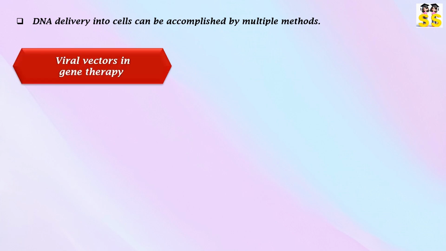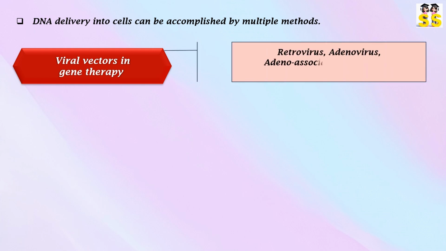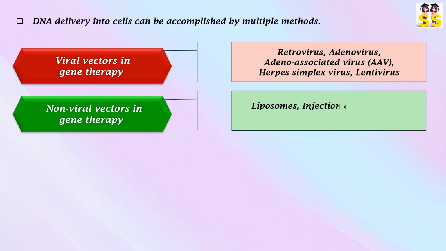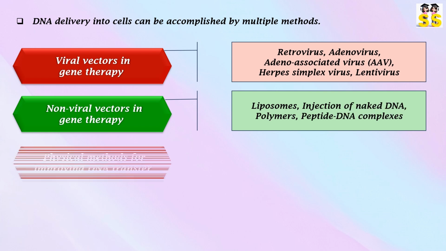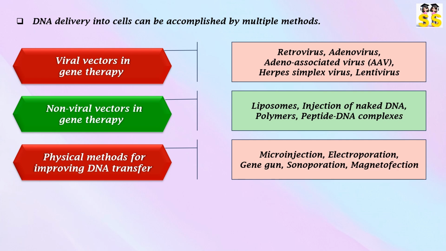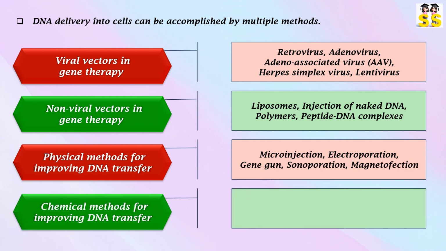DNA delivery into cells can be accomplished by multiple methods. Commonly used viral vectors in gene therapy are retrovirus, adenovirus, adeno-associated virus, herpes simplex virus, and lentivirus. Non-viral vectors include liposomes, injection of naked DNA, polymers, and peptide DNA complexes. Physical methods include microinjection, electroporation, gene gun, sonoporation, and magnetofection. Chemical methods include oligonucleotides and dendrimers.